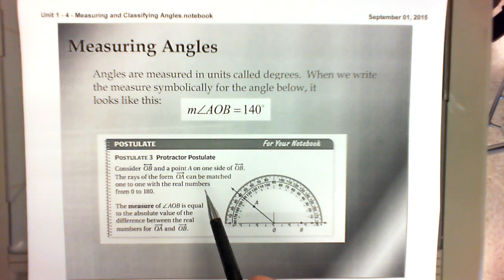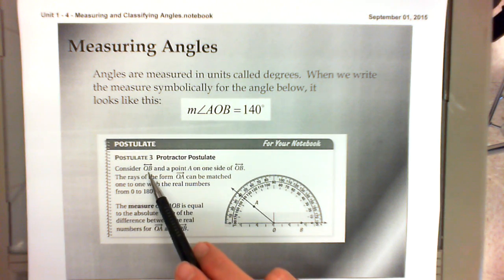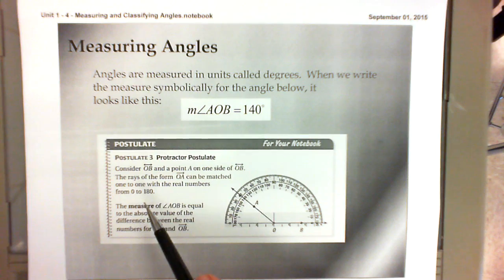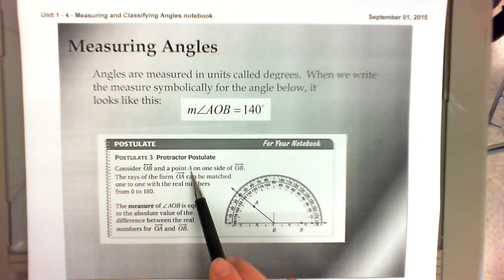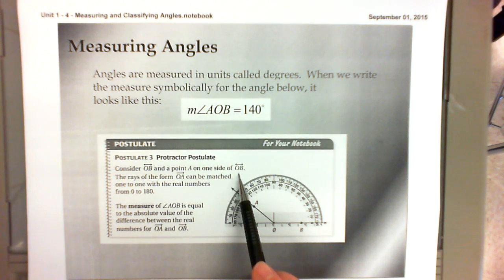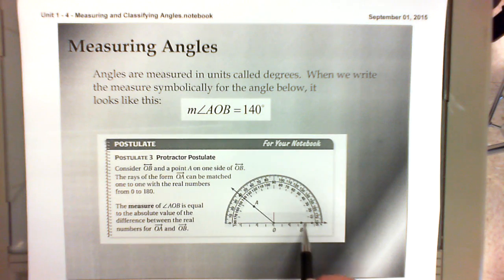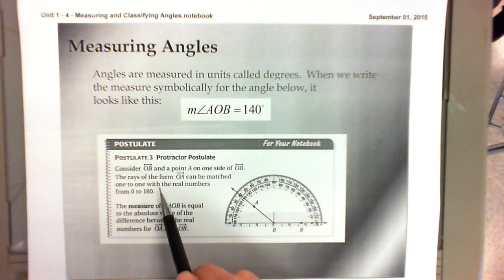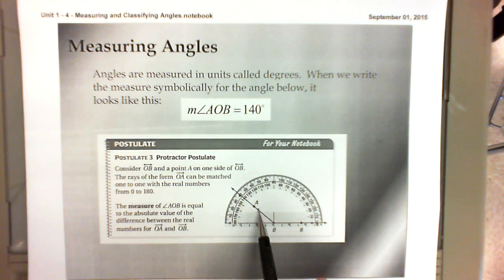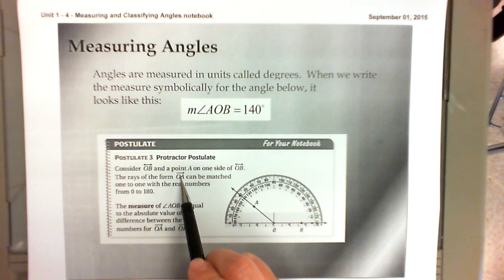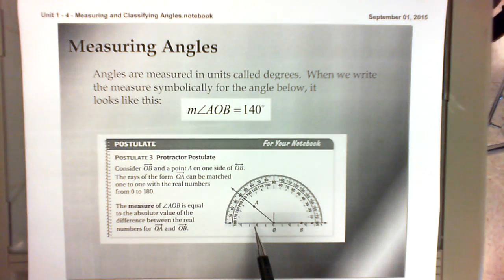In your book, postulate 3 says consider line OB, there's double arrows on the top, and a point A, another capital letter, on one side of line OB. So here's line OB. The rays of the form OA, from O through A, started at your end point, went in the direction of A, that's why we have one arrow to the right, can be matched 1 to 1 with the real numbers from 0 to 180. 180 would be a straight angle.